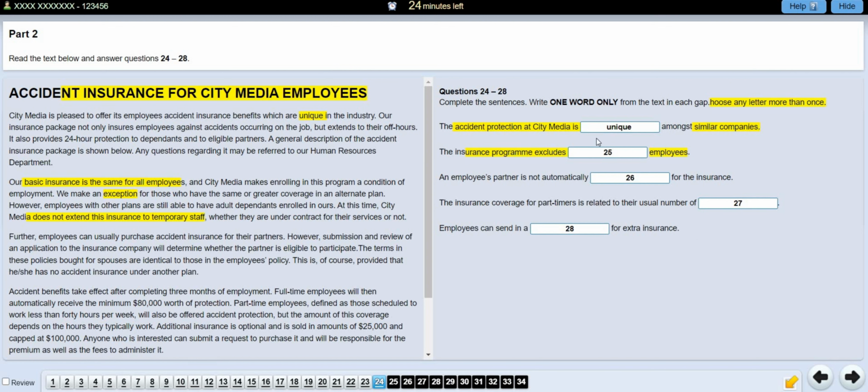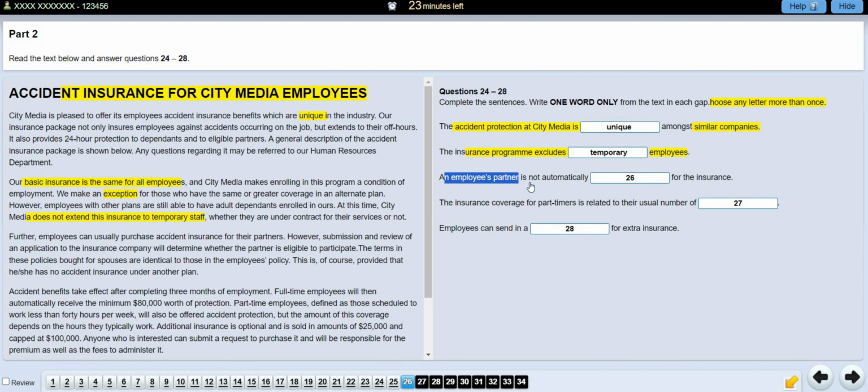So this is how you solve these fill in the blanks. You need to find the synonym. They do not extend, they exclude insurance. City media does not extend the insurance to the temporary staff, to the dash employees: staff employees, temporary employees. Okay, so temporary employees. An employee partner is not automatically dash for the insurance.